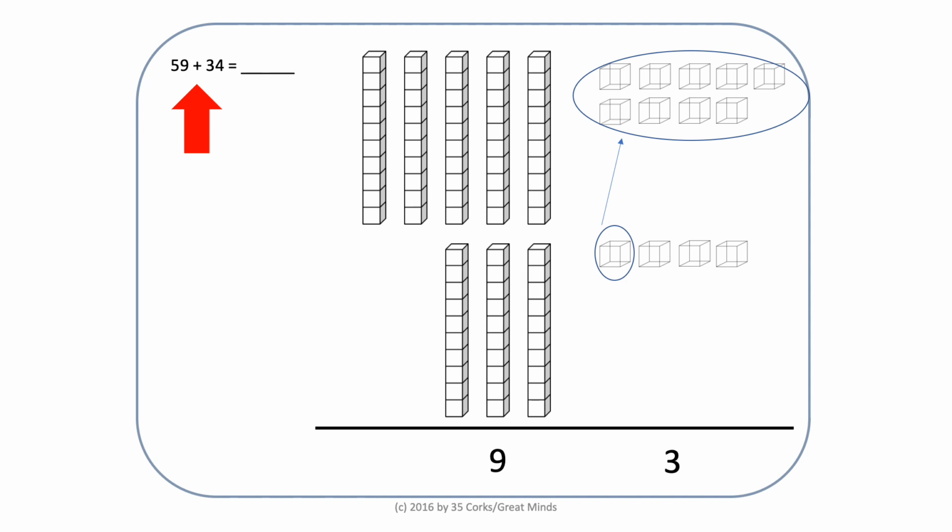I want you to say the number sentence. I have an arrow pointing. 59 plus 34 equals 93. Now you say it. Good.